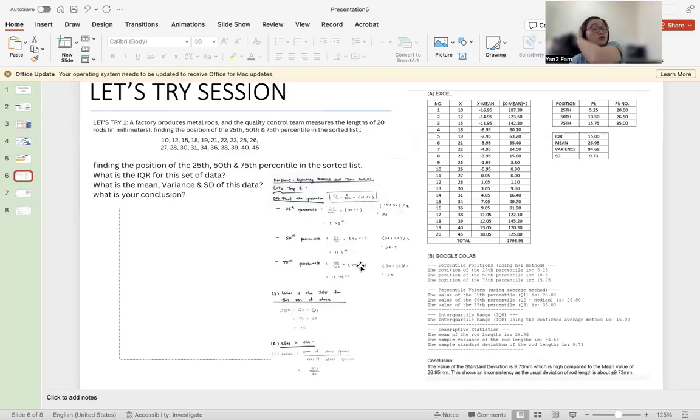So this is the purpose of let's try. You first use the manual, the equation that we have learned, and then you try to use Excel to generate your position and your number, and you confirm with the Google Colab. So this is a self practice assignment. It's very simple. From there, you can have your conclusion.